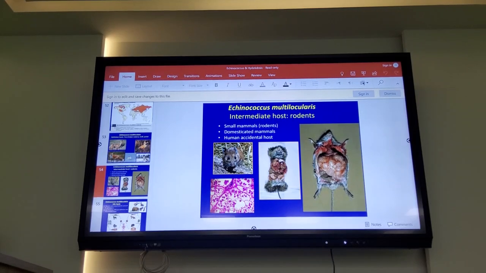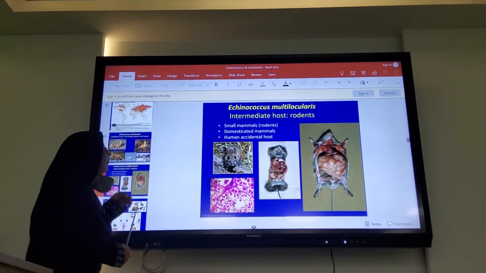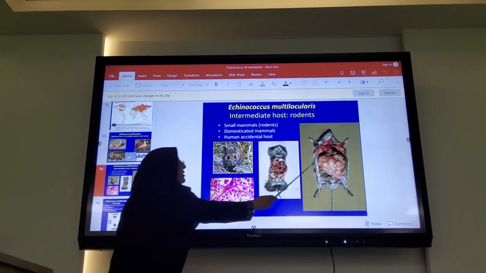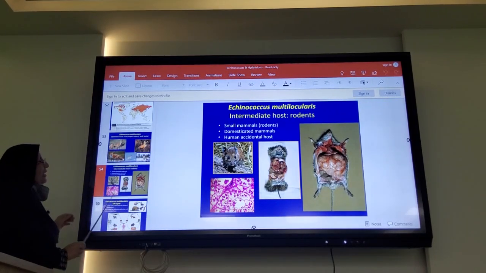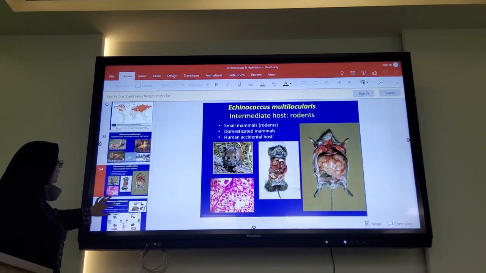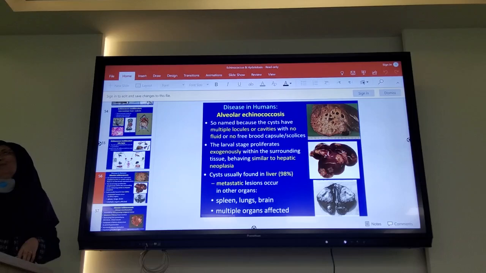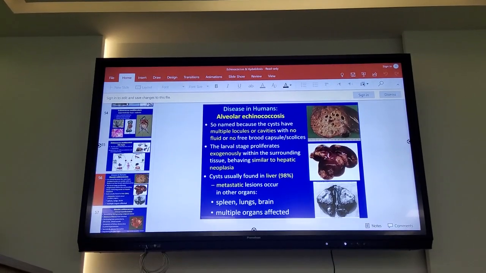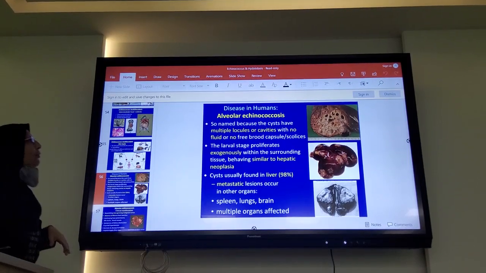Actually, these parasites have a wide life cycle. The people who are going in the forest are at risk of infection. So normal intermediate hosts are rodents. Humans may also be infected. In human infection, 90% of cases are happening in the liver. 90% in the liver and the other 10 percent in other parts of the body, for example, spleen or brain.